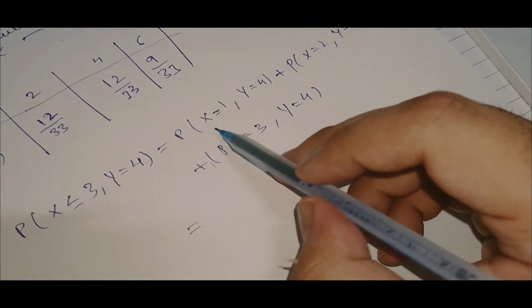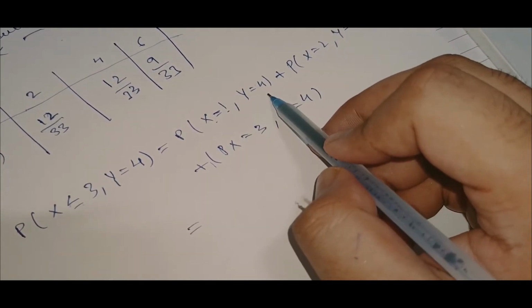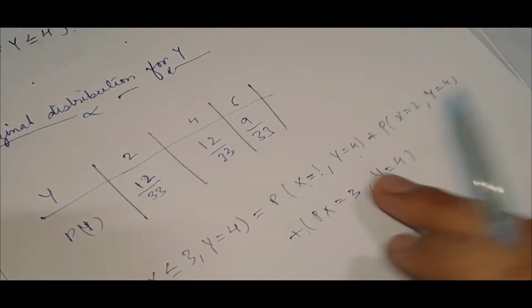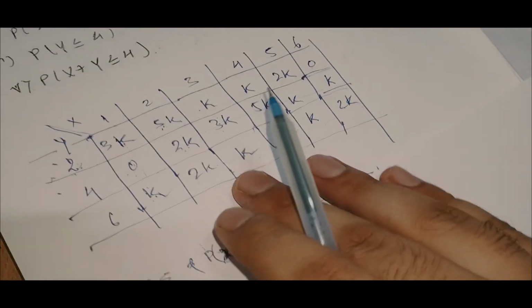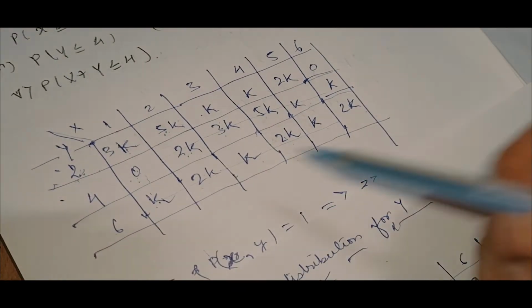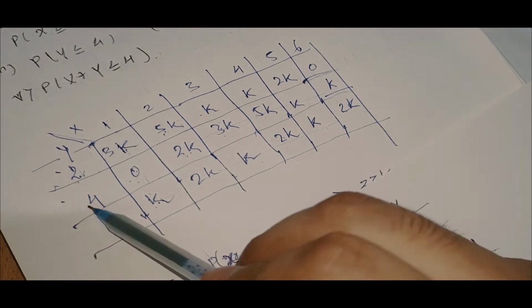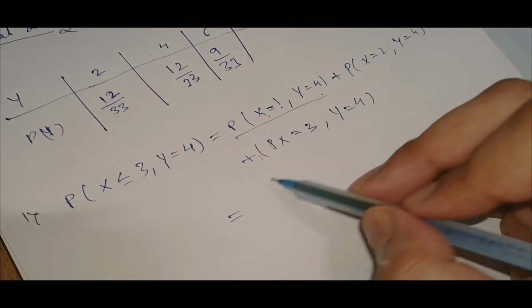Now how will we find the value of x equals 1 and y equals 4? It is bivariate, so two variables are involved. See here in the table, x equals 1 and y equals 4. What is the value? 0. So for this the value is 0.